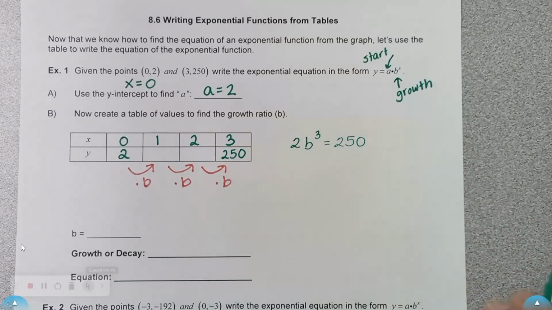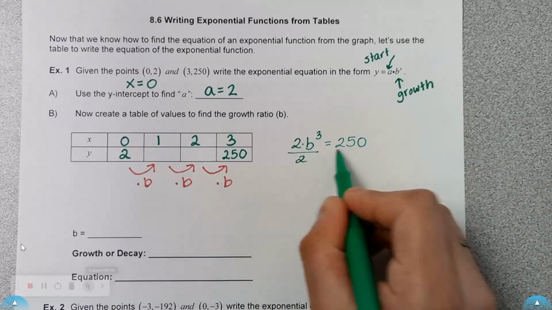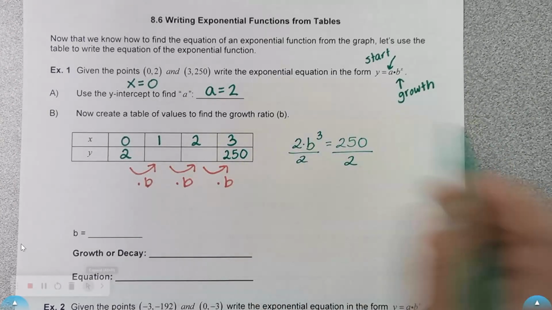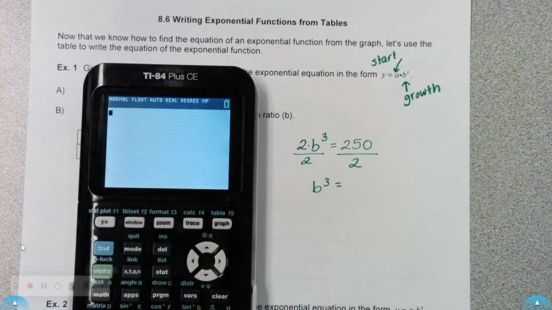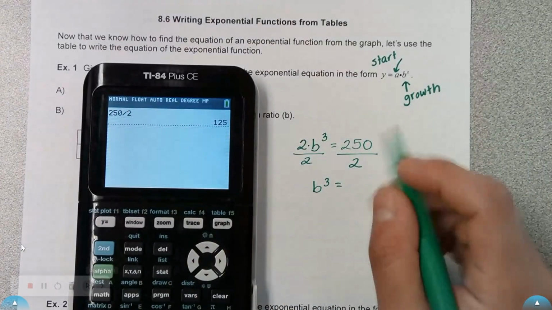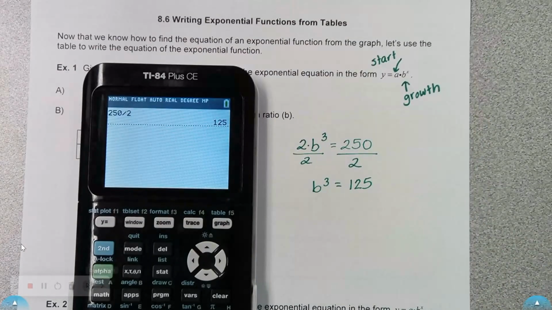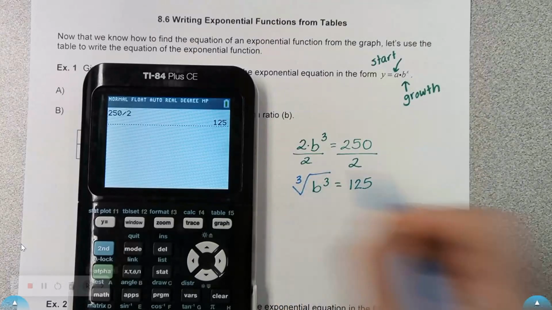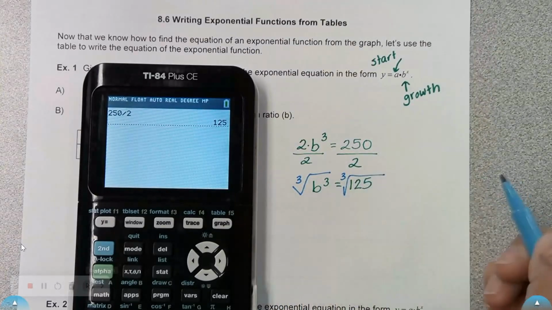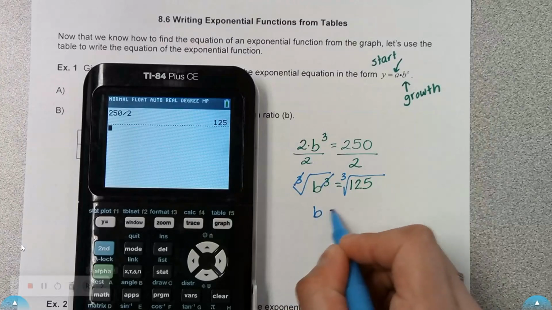Okay, then I'm going to solve for B. So these are being multiplied. So to undo that, I'm going to divide, and I'm going to divide by the 2. So then I'm left with B to the third power equals, and then 250 divided by 2. That's 125. Okay, at the moment, I have B to the third power, but I only want one B, or B to the first power, so I only want 1. So because of that, I'm going to take the third root, and I have to do that on both sides. I do that so that this 3 cancels with this 3, so that I'm left with just B.